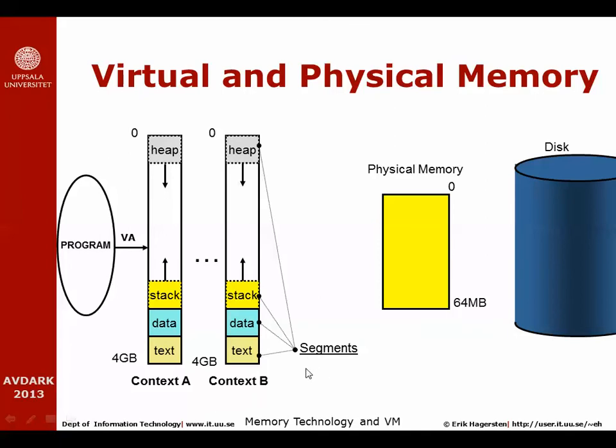This address space is divided into segments. So in the text segment, you store instructions. In the data segment, you store static data. The stack is, of course, used to make procedure calls and so on. And the heap is where you allocate the data that is dynamically allocated by the program. So, for example, when you do malloc, that means that the data is going to end up on the heap.